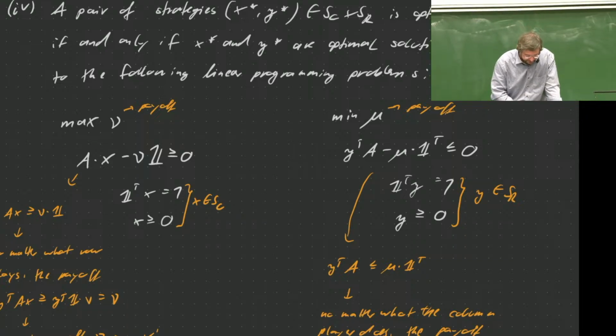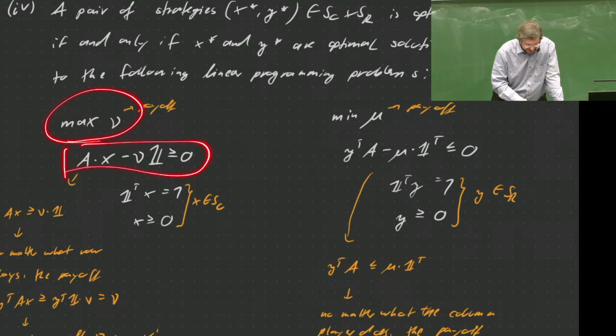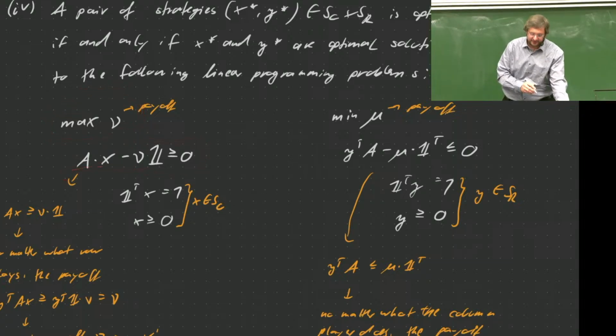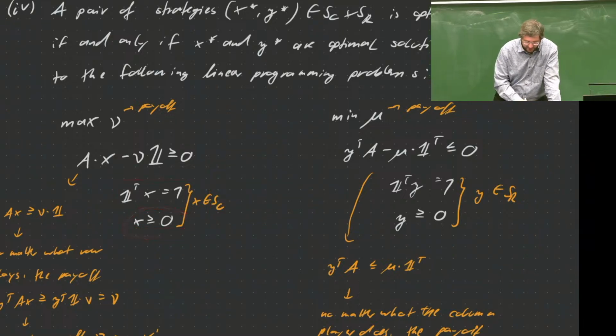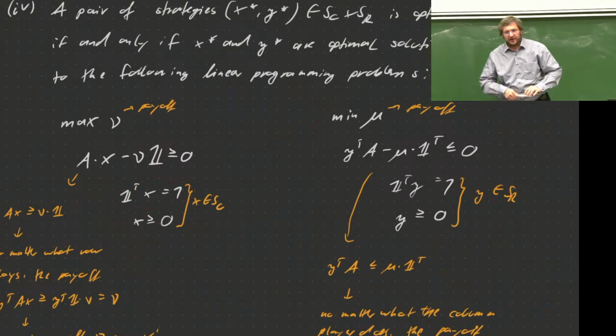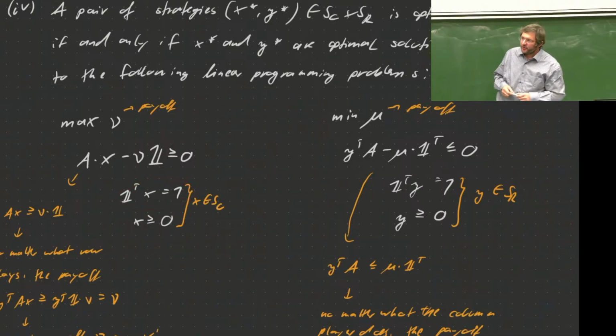And he's searching for the maximum possible nu where he can guarantee that. And these two basically just encode that all X entries are non-negative and the sum of the X entries is 1. So that just means X is a strategy.